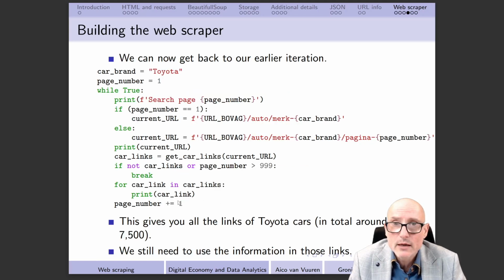Well, we can do that then, for example, with respect to Toyota. So what we're going to do is that we now have car brand, which in this case is Toyota. Then we can start with page number 1. So we start actually with the very first page.